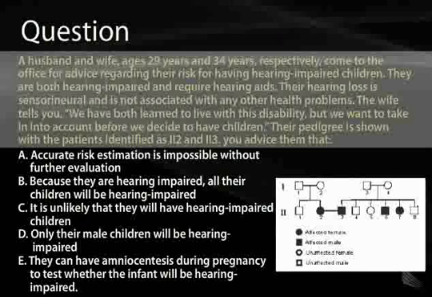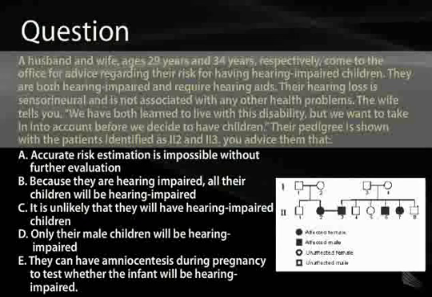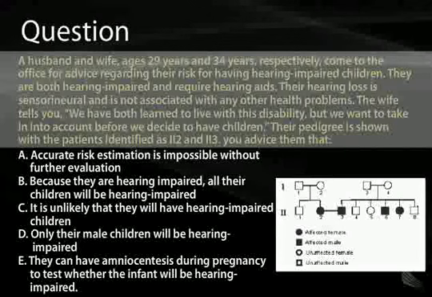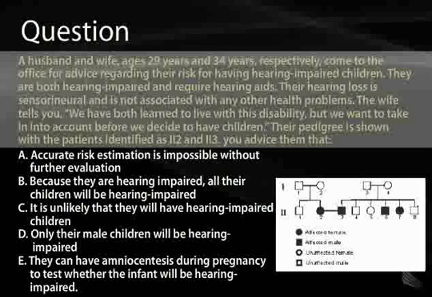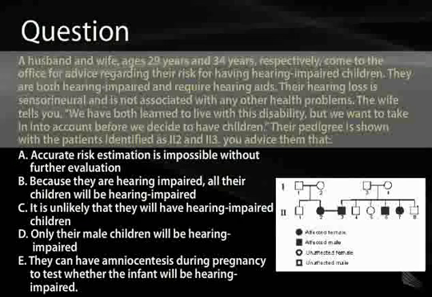B says because they are hearing impaired, all their children will be hearing impaired. Now looking at the pedigree, can you say that all of their children will be hearing impaired? Well, no, because we're looking at something that looks recessive. Since they both carry, maybe that's it, but it could be something else. It could be sex-linked. We don't know what's going on for sure. And so we can't say that all of the children will be hearing impaired, so we can eliminate that.